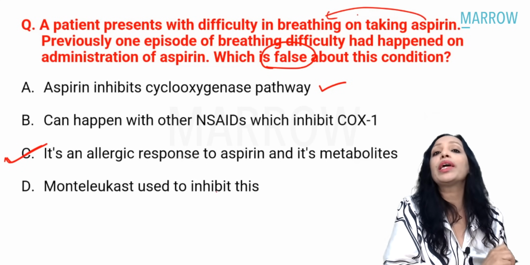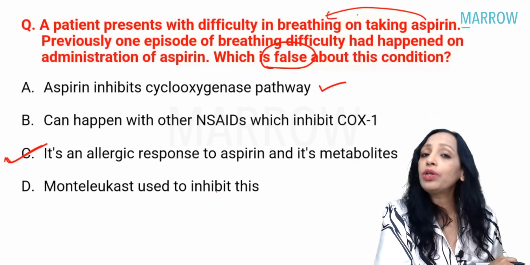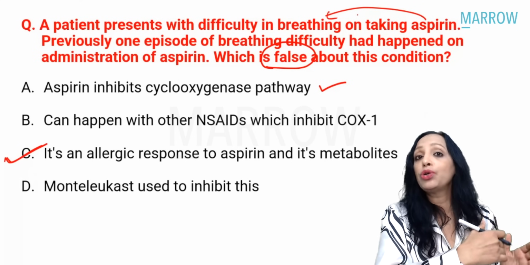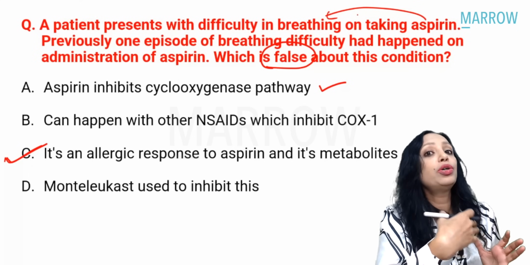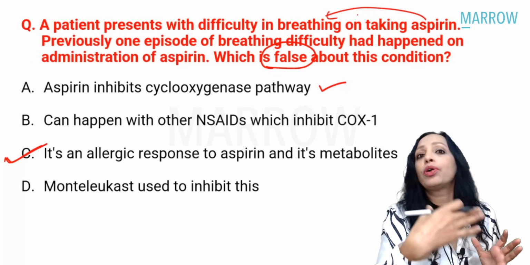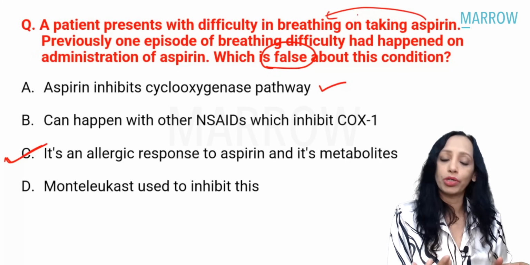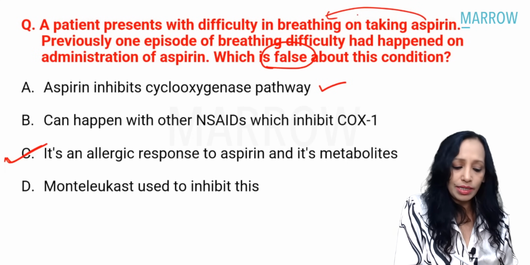Montelukast is used to inhibit this. Yes, montelukast can reduce it, it is a leukotriene inhibitor. So the symptoms that are being caused by the leukotrienes can be inhibited or decreased by use of montelukast. So the answer here is C.